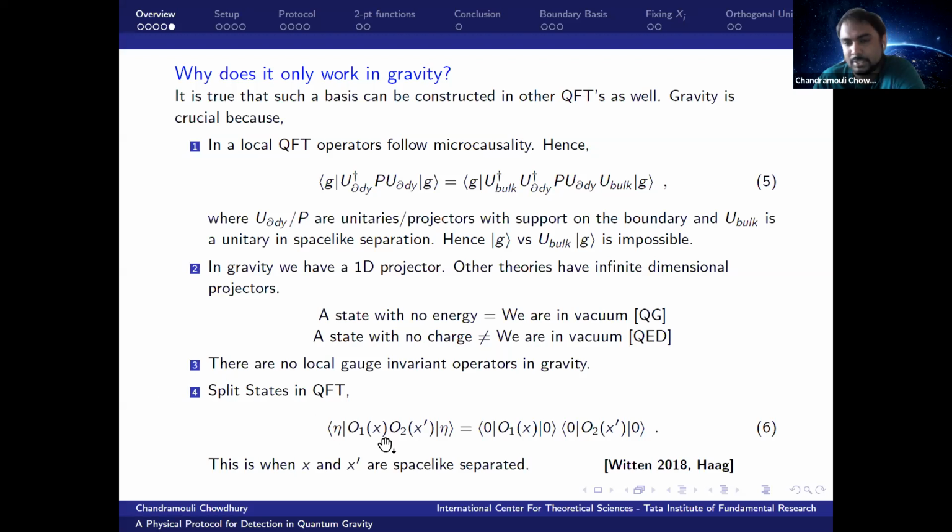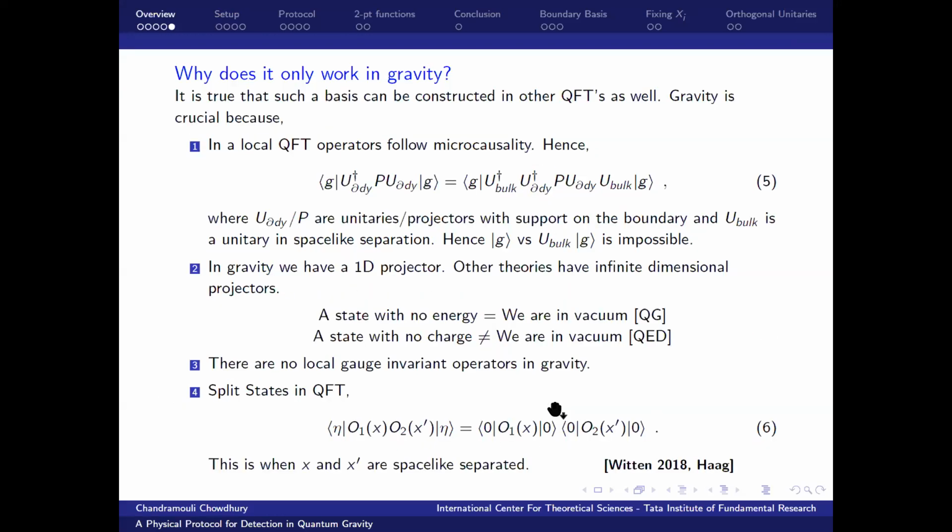It's just a very formal statement which tells you that if you have two operators which are in space-like separation inside some special state eta, then they just factorize, they just split in this form. So this x prime could be located somewhere on the boundary, and this x could be located somewhere inside the bulk. So anyway, given that split states can exist in QFT, you can always hide information.